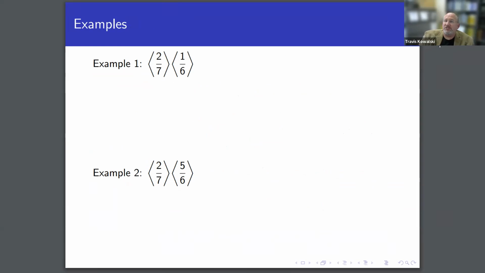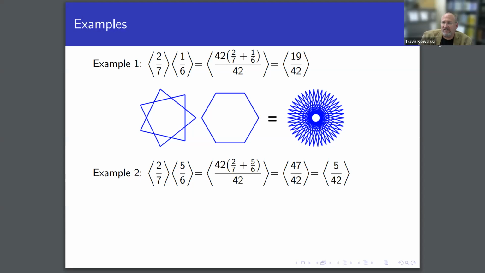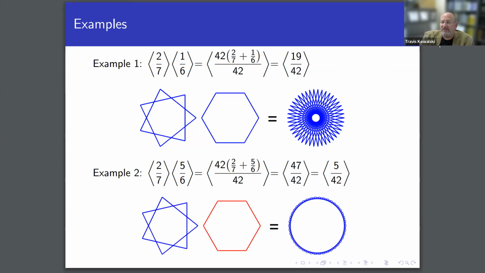So if you took a 2-7 star and a 1-6 star, when you add them up, or combine them, sorry, you're going to get a 42-sided star. The skip step will be 42 times the sum of these two fractions, which is 19. Or in pictures, if you take a positively oriented heptagon times a positively oriented hexagon, you get the positively oriented 19-42 star. On the other hand, if you take 2-7 and combine it with 5-6, the end result is a 47-42 star, which is equivalent to a 5-42 star. In other words, the positively oriented heptagon combined with the negatively oriented hexagon is this bracelet-looking thing.